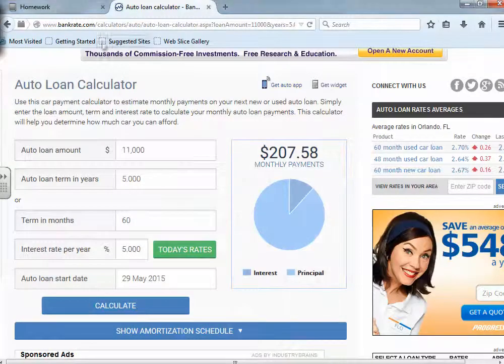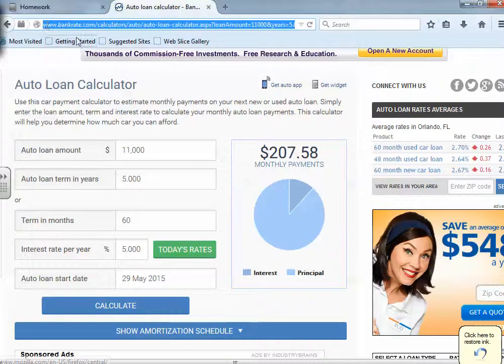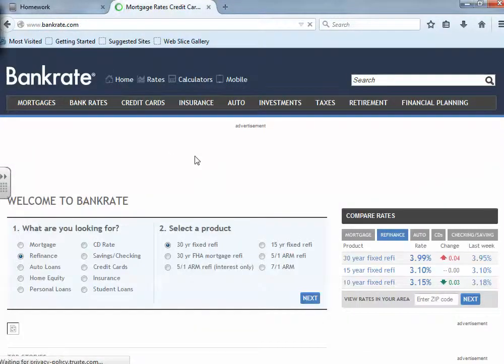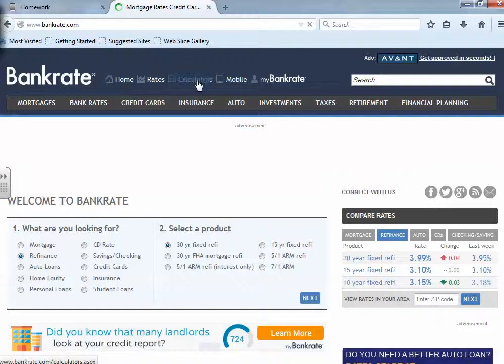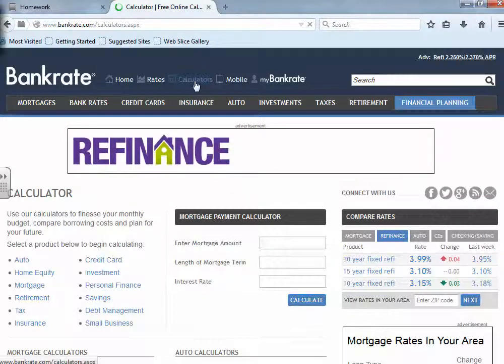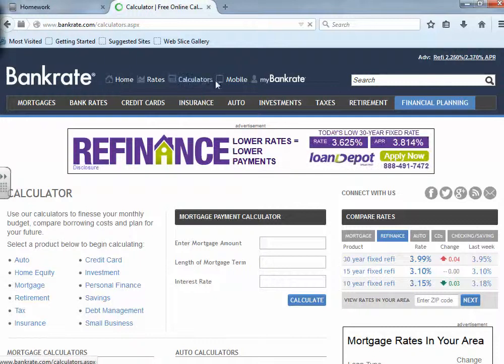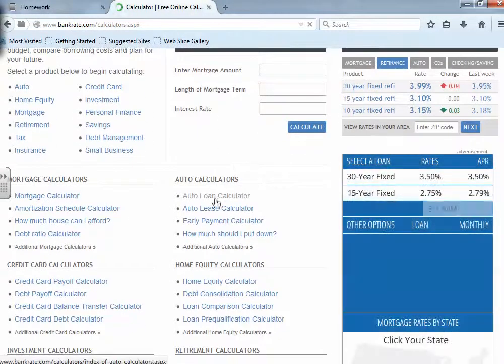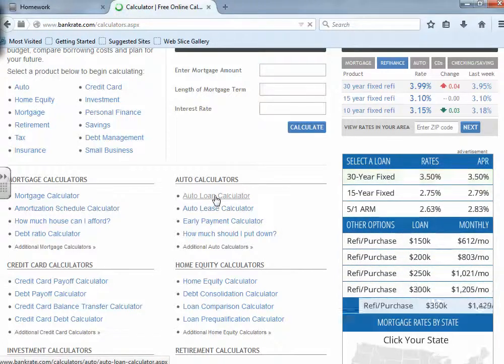Okay, and you should get to the bankrate home page, and then click on calculators along the top here, and then scroll down. We're doing auto calculators, auto loan, so click on auto loan calculator.